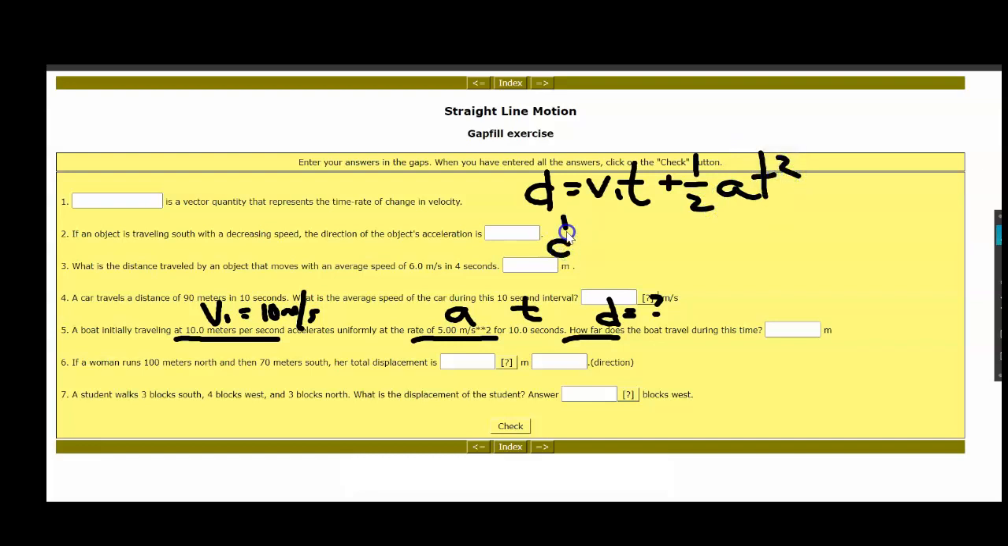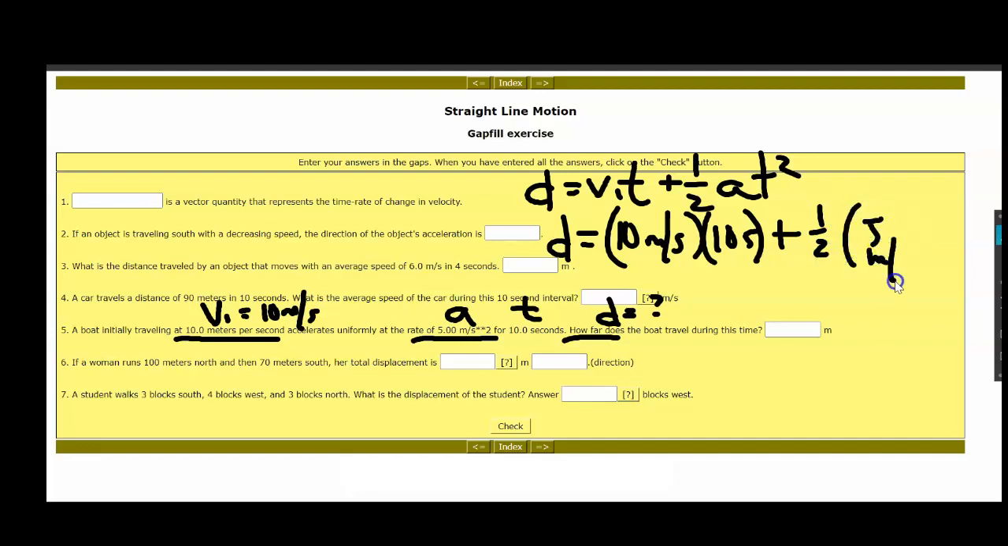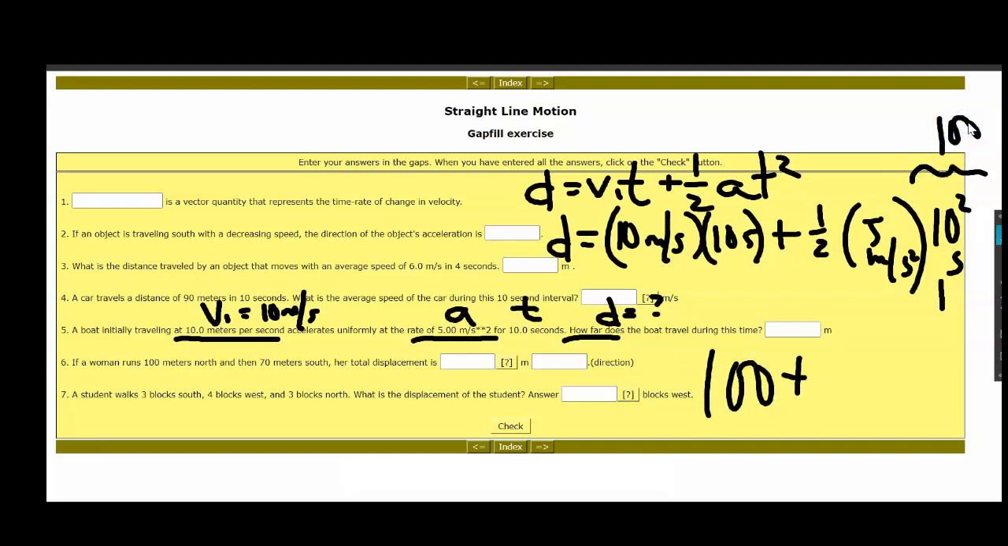So how far is D? VI is 10 meters per second for 10 seconds, you're told. So plus 1/2, the acceleration is 5 meters per second squared times t squared. Now that's just 10 squared because t is 10. So 10 times 10 is 100, times 5 is 500. Half of 500 is 250. So that's your strategy.